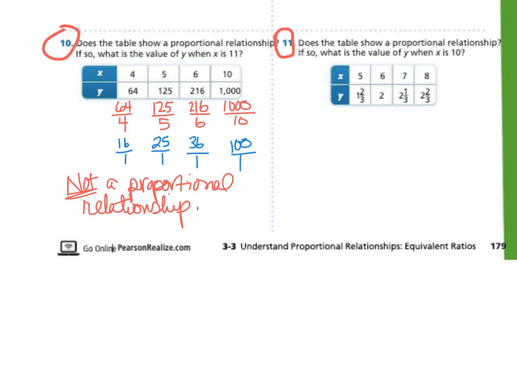Question number 10 does not show a proportional relationship for that table. You can see here in blue that all of these unit rates are different. And because those unit rates are not equivalent, then you do not have a proportional relationship.